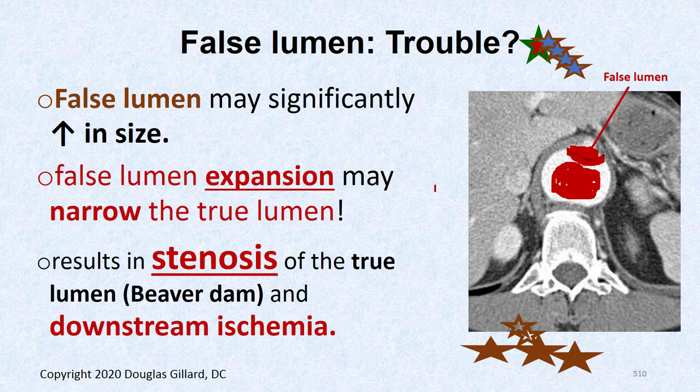The false lumen can start to grow bigger and bigger to the point where it starts to close off the true lumen, and that results in stenosis. This false lumen can get bigger and bigger, and pretty soon it's a beaver dam, right? And it cuts off the flow of blood, just like a beaver dam. You get downstream ischemia from that. The false lumen has the ability to cause luminal stenosis.